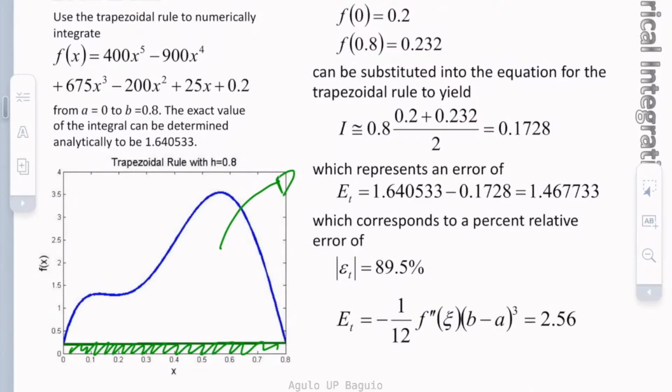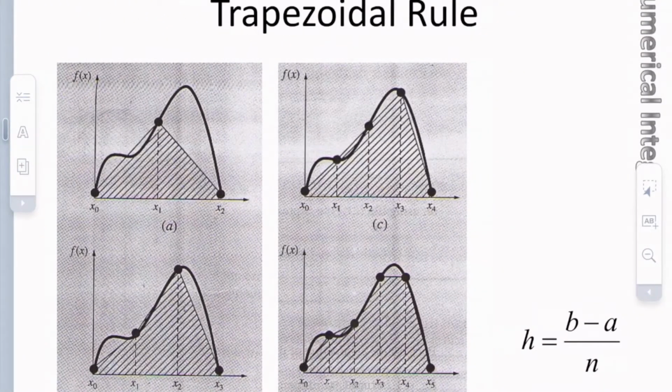So how do we improve the accuracy of this computation? One way to improve the accuracy of the trapezoidal rule is to divide the integration interval from a to b into a number of segments and apply the method to each segment. Thus, in this first example, it was divided into 2 segments, and then you apply the trapezoidal rule to this segment, and then the trapezoidal rule to this segment, so you have 2 integrands.